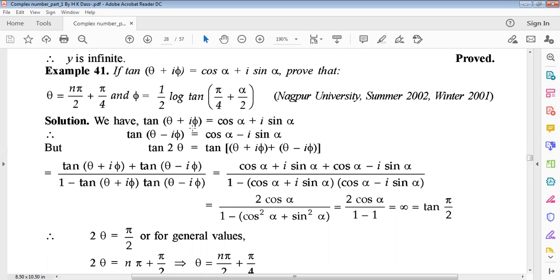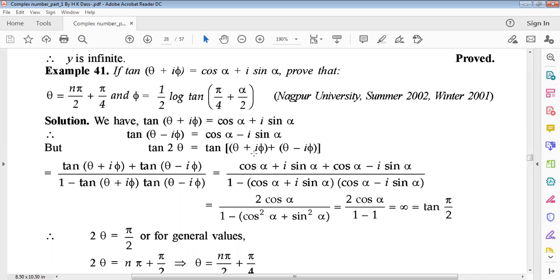Similarly, the complex conjugate of this, that means theta minus i phi, will be cos alpha minus i sin alpha. But we can write tan 2 theta equals tan of (theta + i phi) plus (theta - i phi). Can we write 2 theta equals theta plus i phi plus theta minus i phi?